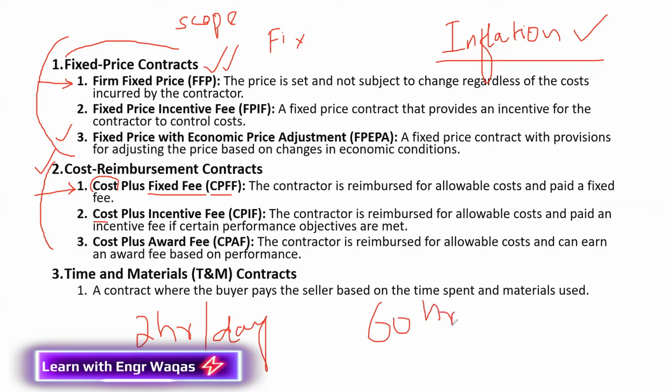So for each hour I'm going to set a certain price. So what will happen if he is going to teach 3 hours per day? If I enhance this time, accordingly money will be enhanced. Simple. So this is time and material.